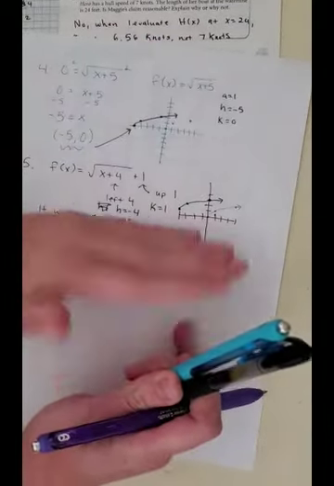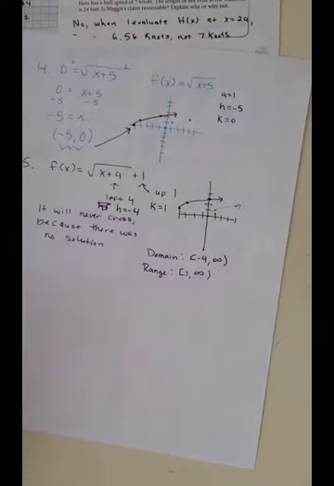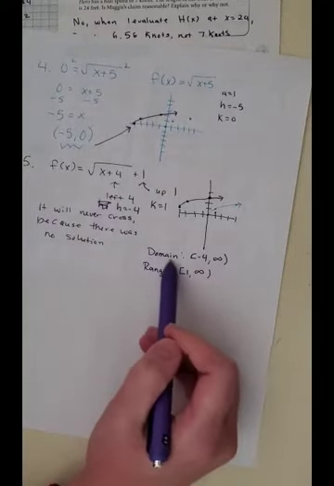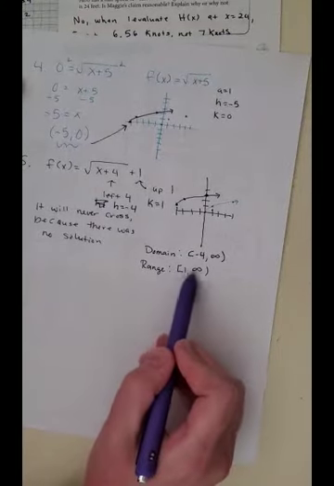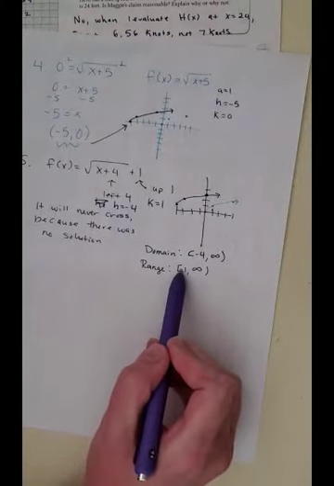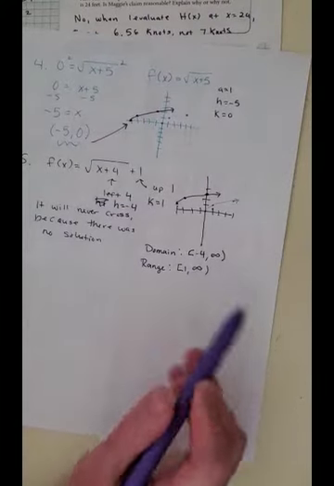And then recall, if we have a reflection across the x-axis, how that would affect your domain and range. So it wouldn't affect your domain necessarily, but it will affect your range. Your range values would both become negative. So it'd be -1, infinity.